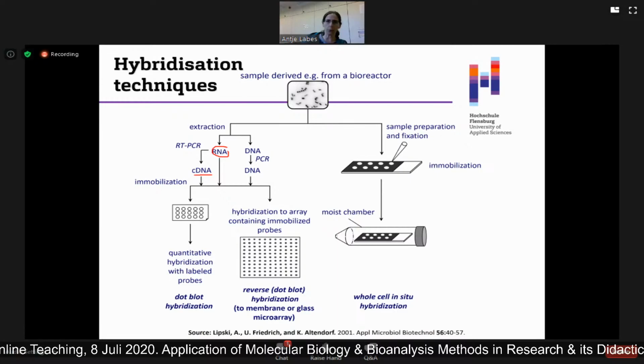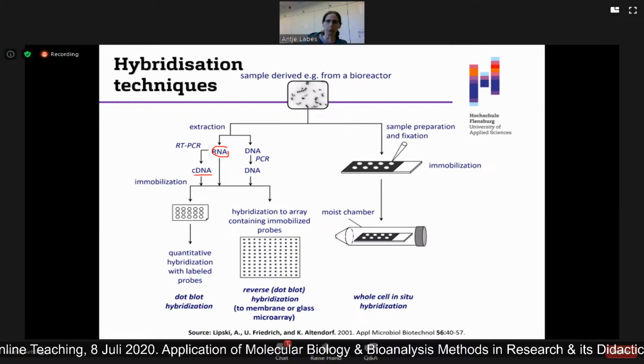The other option is to do something with the whole cell, so doing whole cell hybridization. Those are techniques that can be used to visualize the spatial distribution of molecules in a cell. The basis of all these techniques is complementary base pairing on the DNA and RNA level. However, for that, you have to label your molecules.